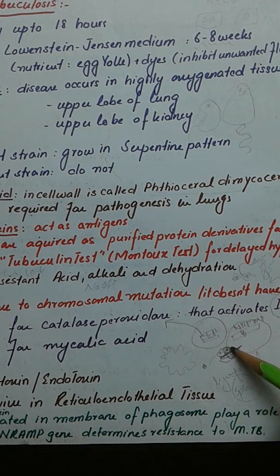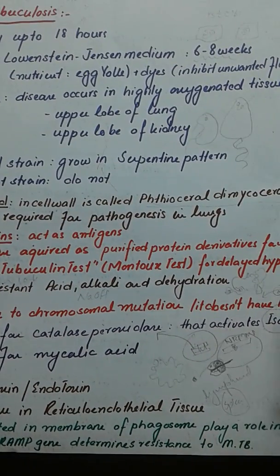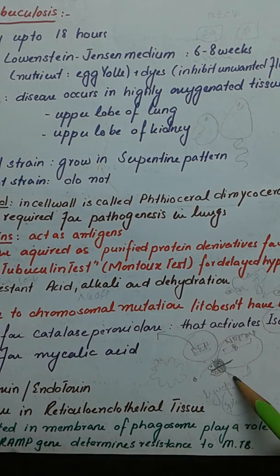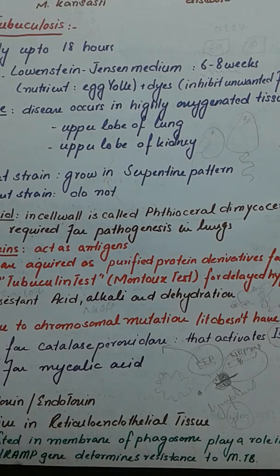So basically, the survival of this organism in the phagosome depends upon this NRAMP gene. If this NRAMP gene is functional, the phagosome would not combine with the lysosomes, and the life of this organism would be prolonged. But if there is a mutation of this gene, the phagosome would combine with the lysosome and the bacteria would die off inside the macrophage.